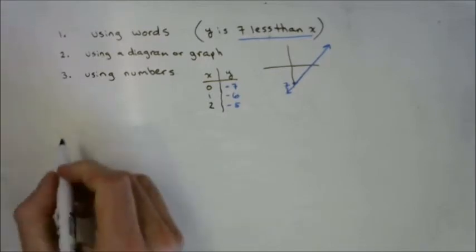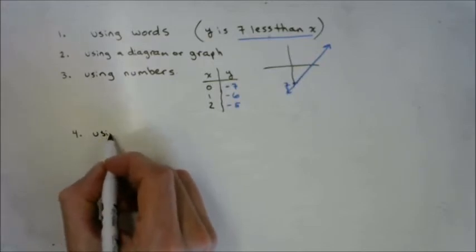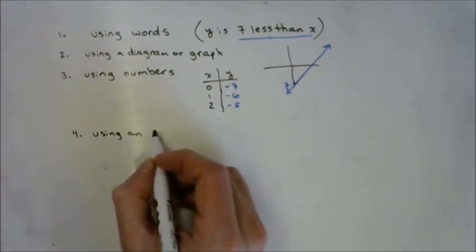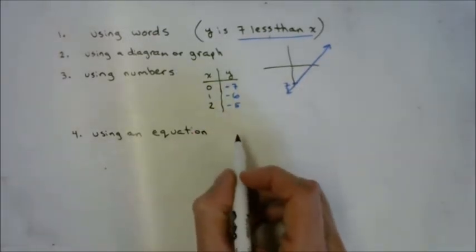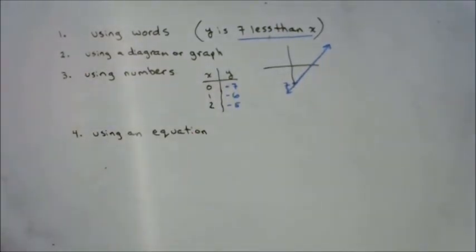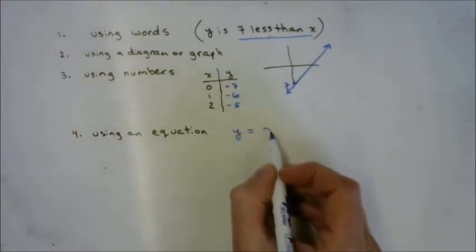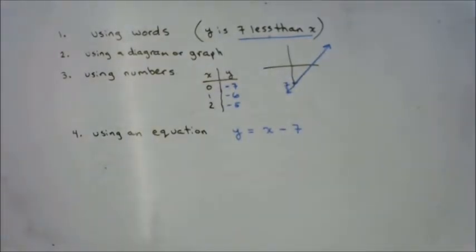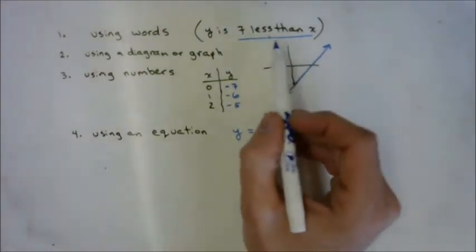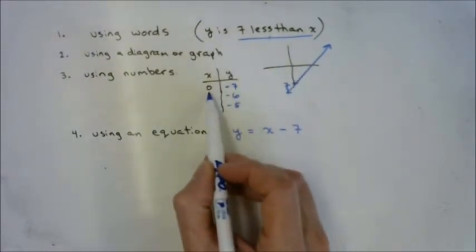And the fourth way that we can represent them, which is what we're working toward being able to use really easily, is using an equation. So what's the equation here? If y is 7 less than x, you'd have y equals x minus 7. Why would it have to be x first? Because you have 7 less than x. So you're starting with x and taking away 7.